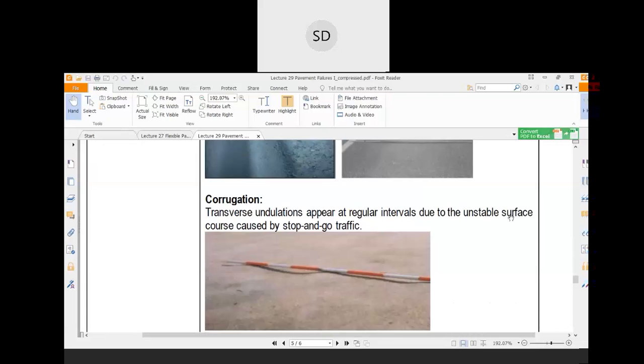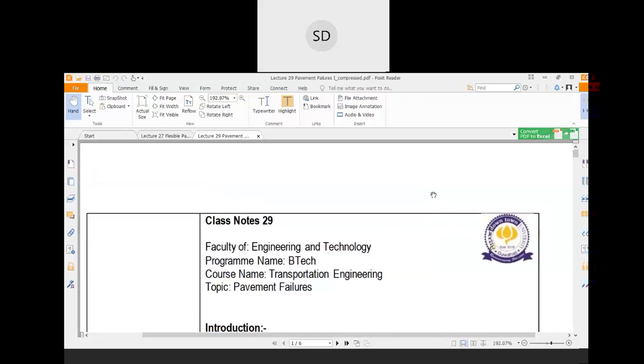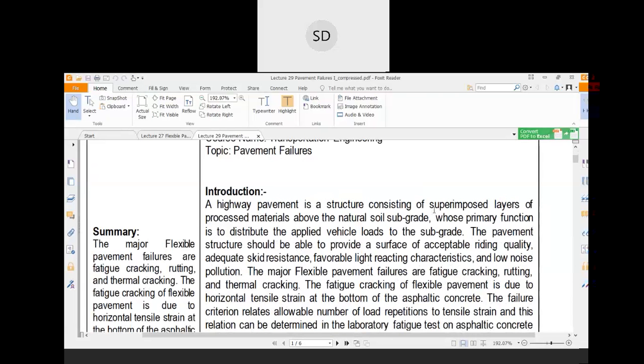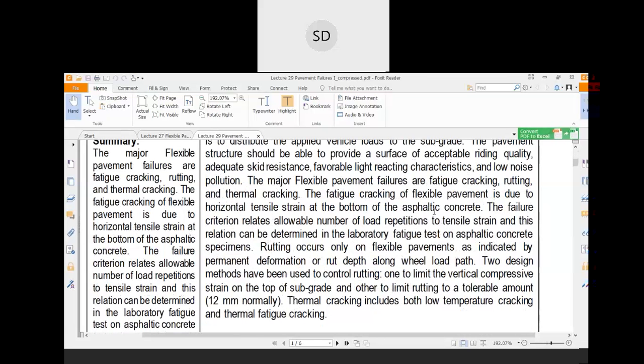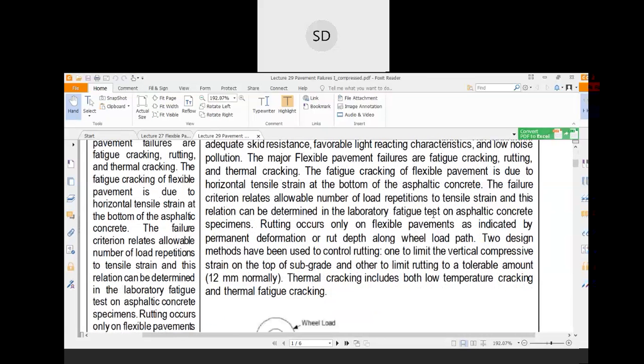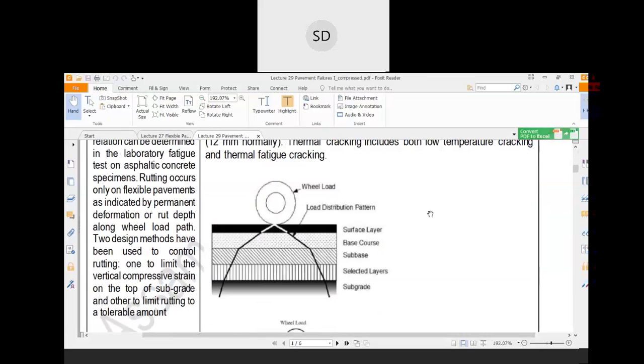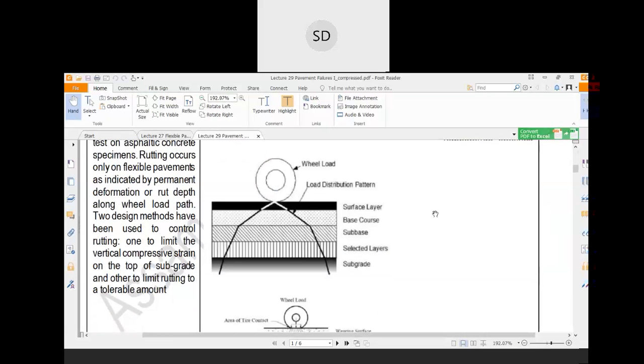Now we have discussed the flexible pavement design. Now there are different types of pavement failures, which is very important. In terms of pavement failures, there are different types of failures, and these different types of failures are originated.